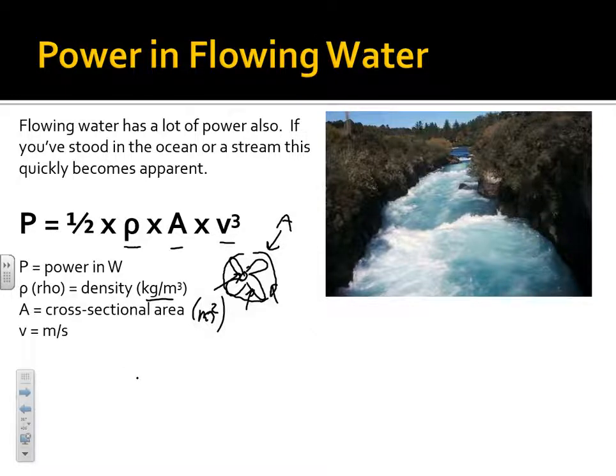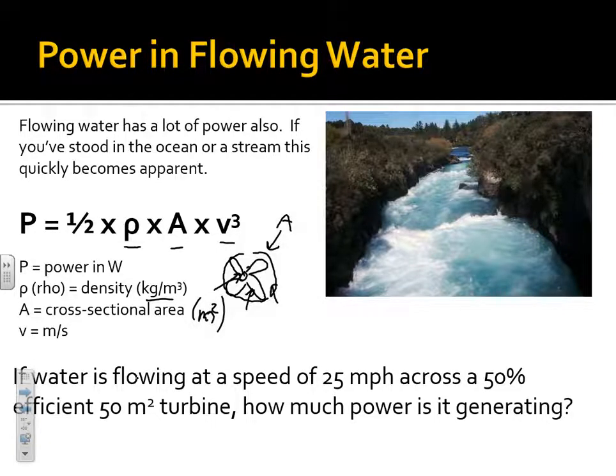Okay, so let's do a calculation. If water is flowing at a speed of 25 miles per hour across the 50% efficient turbine that's 50 square meters in area, how much power is it generating? Go ahead and press pause and see if you can figure this out.